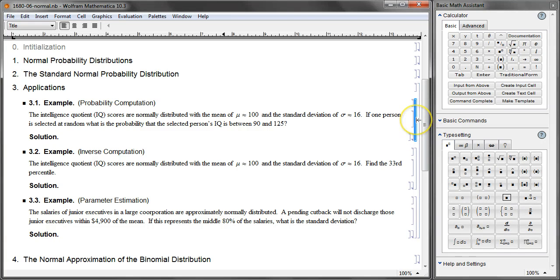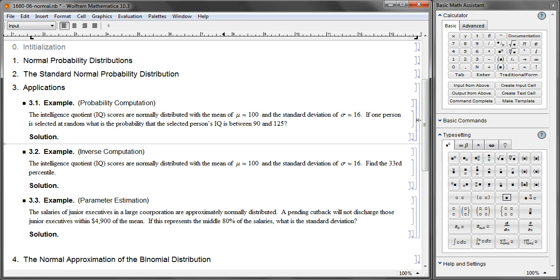It goes like this. The intelligence quotient scores are normally distributed with a mean of 100 and a standard deviation of 16. If one person is selected at random, what is the probability that the selected person's IQ is between 90 and 125? You have to draw a normal picture around mu equals 100.